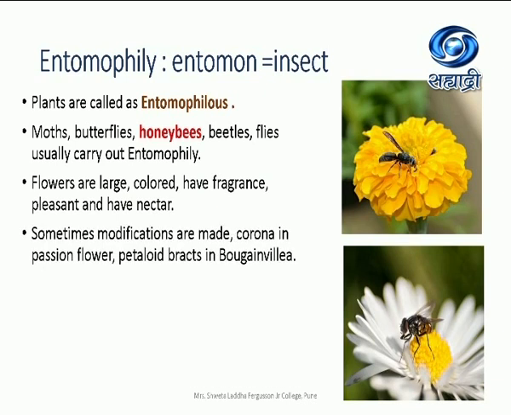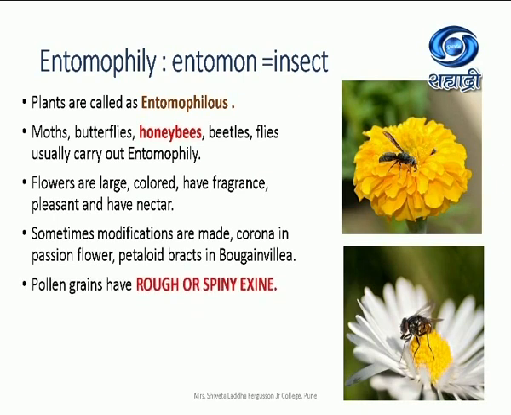Sometimes modifications are made. Corona in passion flower, petaloid bracts in bougainvillea. The colors you can see in bougainvillea, actually the flower is white in color. The bracts become colorful to attract the insects for pollination. In passion flower, you might have heard about this flower, we commonly call it Kaurav Pandav phool. There are so many petals. Beautifully designed corona is there just to attract the insects.